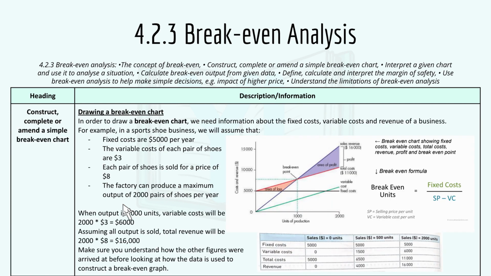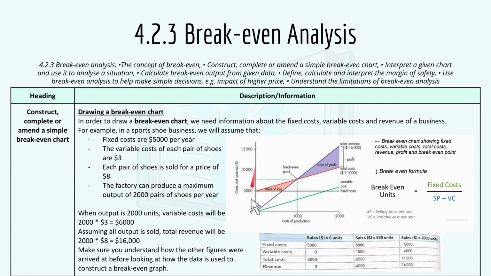And here we have drawing a break-even chart. In order to draw a break-even chart, we need information about the fixed costs, variable costs, and the revenue of a business. For example, in the sports shoe business, we will assume that the fixed costs are $5,000 per year. The variable cost of each pair of shoes is $3. Each pair of shoes is sold for a price of $8. And the factory can produce a maximum output of 2,000 pairs of shoes per year. So here we have the break-even chart.